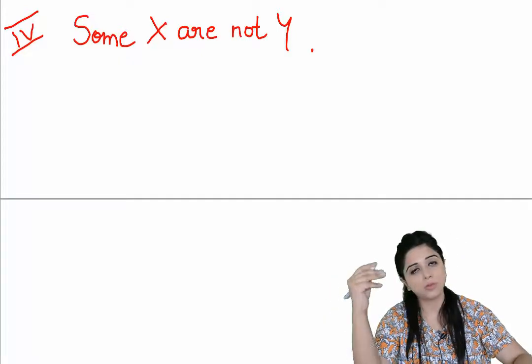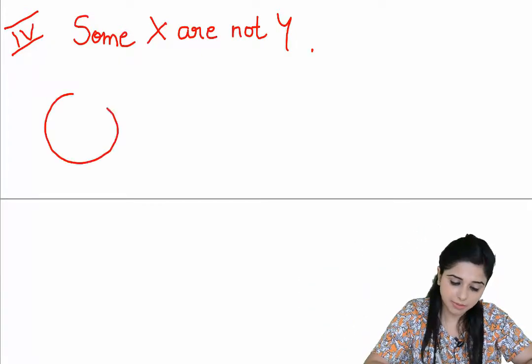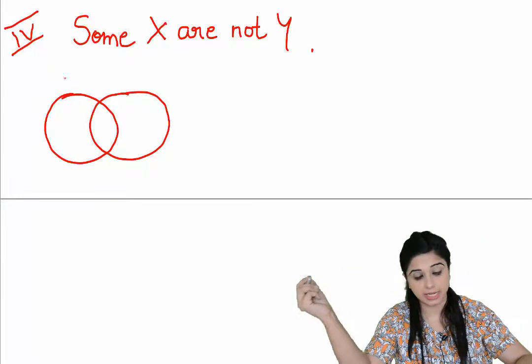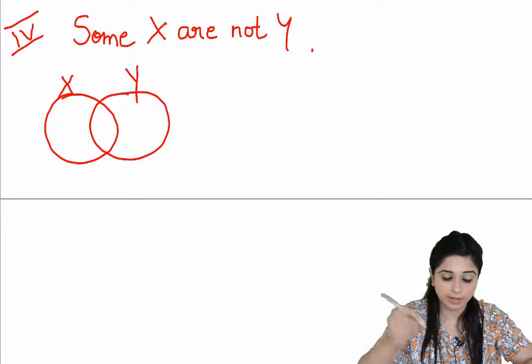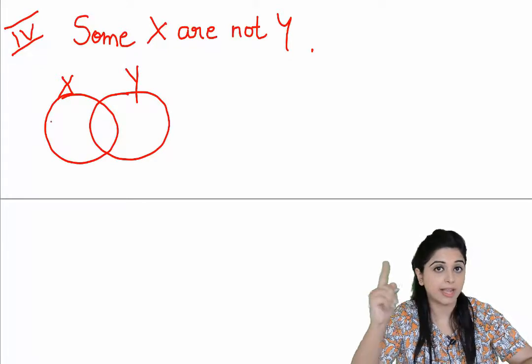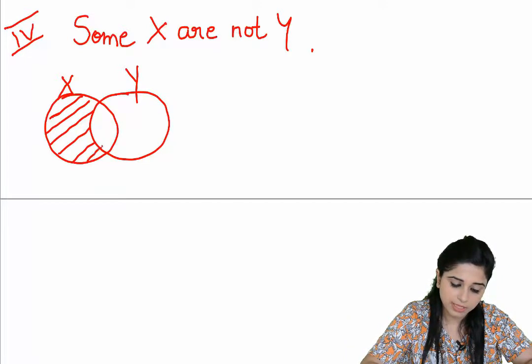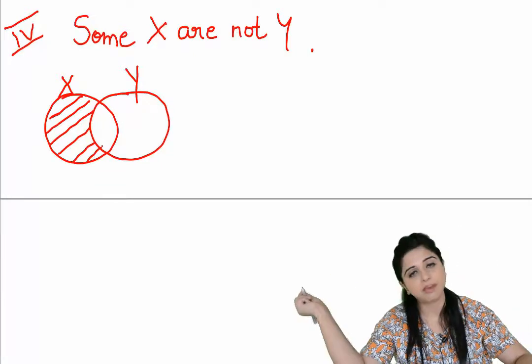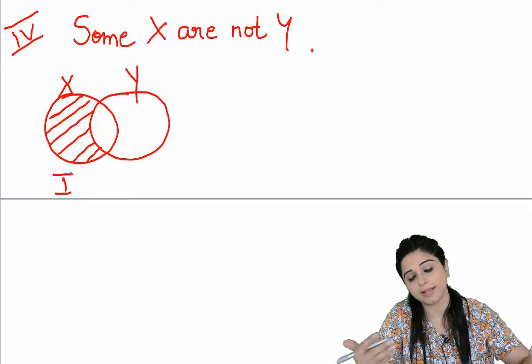Okay, now how are we going to represent it? Think similar. How do we represent the sum statement? We take 2 circles, represent it like this. There's an x and then there's a y, and when we say sum x are not y, which area are we talking about? We're talking about this area. Perfect? Of course. This is the first possible representation to sum x are not y.